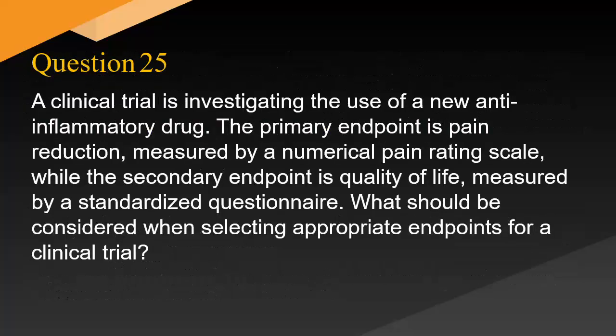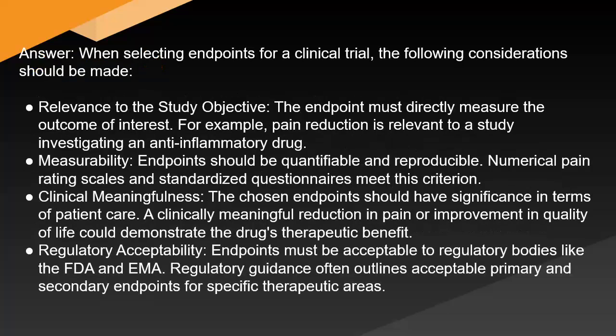A clinical trial is investigating the use of a new anti-inflammatory drug. The primary endpoint is pain reduction, measured by a numerical pain rating scale, while the secondary endpoint is quality of life, measured by a standardized questionnaire. What should be considered when selecting appropriate endpoints for a clinical trial? Answer: when selecting endpoints for a clinical trial, the following considerations should be made.